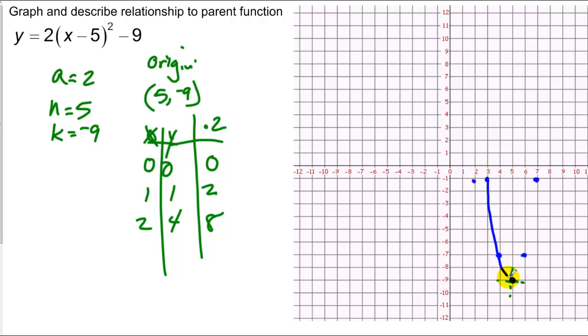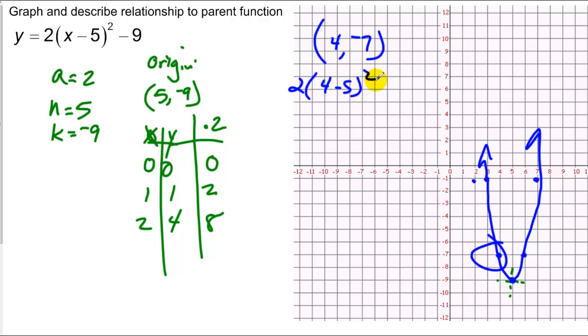Go ahead and graph that. Check those points. Let's go ahead and use 4 and -7 as a point to check. That's this guy right here. I plug a 4 in, I get 2 times 4 minus 5 squared minus 9. This is 2 times -1 squared minus 9, which is 2 minus 9 or -7. So that checked out. So how's this compare to the original?